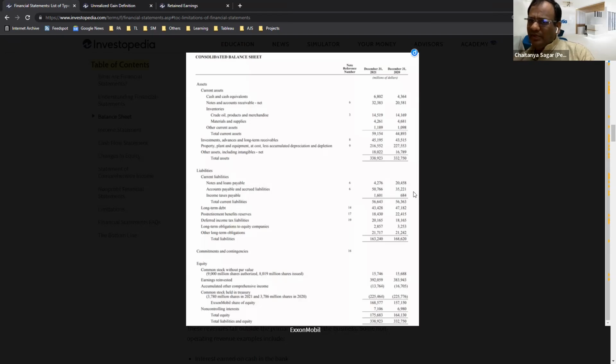So I think you had a point about debt, right? The debt seems to have come down, which is generally a positive sign. If you look at this, 47 billion was last year, but this year it is $43 billion. So debt has come down. Typically, if debt comes down, it means that the company has to pay less interest.